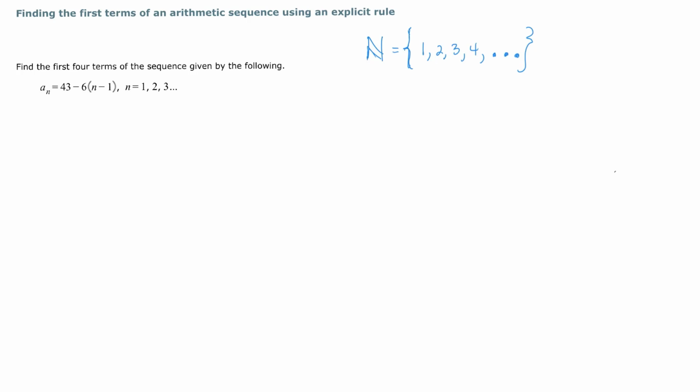Let's go ahead and find the first 4 terms of the outputs. You could think of the outputs being on the y-axis, but the outputs here are called a sub 1, a sub 2, a sub 3, a sub 4, a sub 5, and so on and so forth. Let's find a sub 1. We are simply evaluating an expression here. A sub 1 is equal to 43 minus 6 times 1 minus 1, which of course is 43. Therefore, a sub 1 is 43.